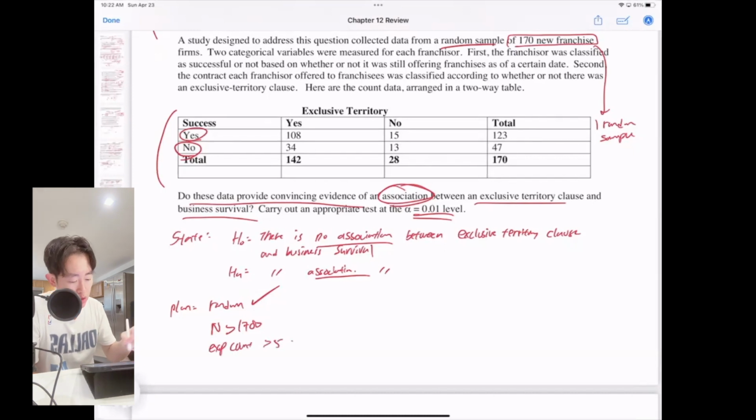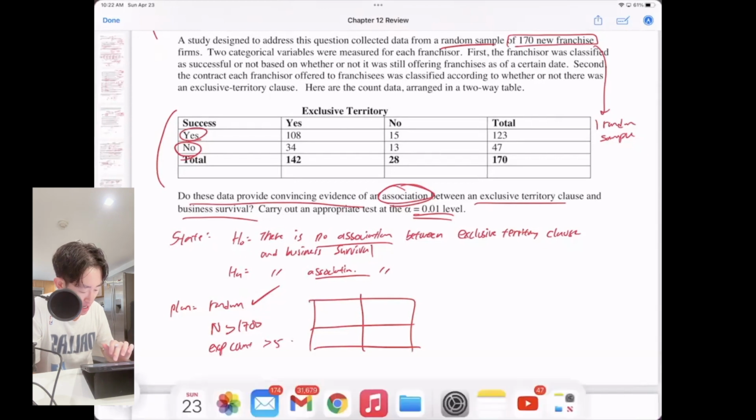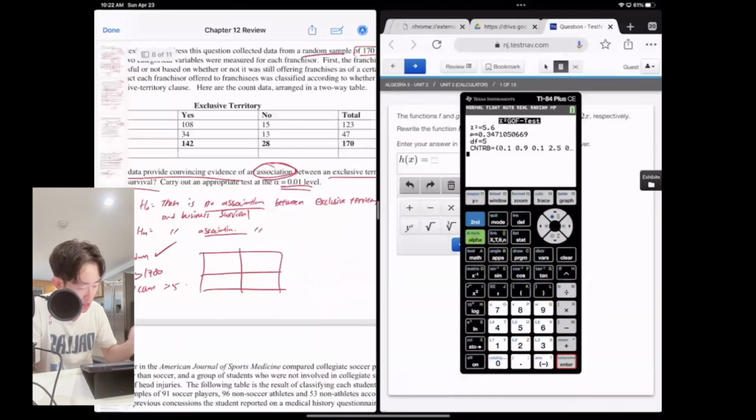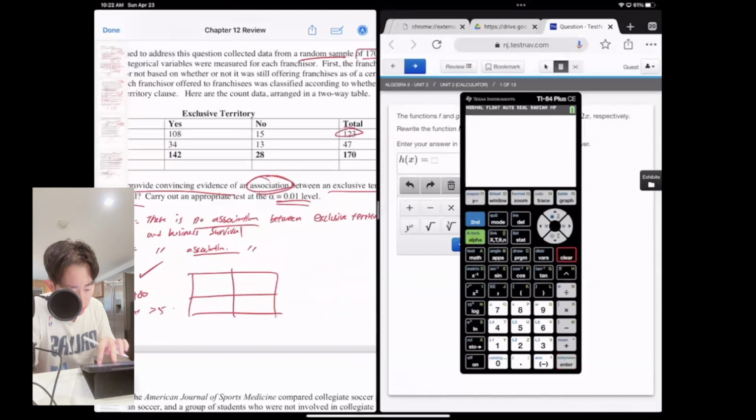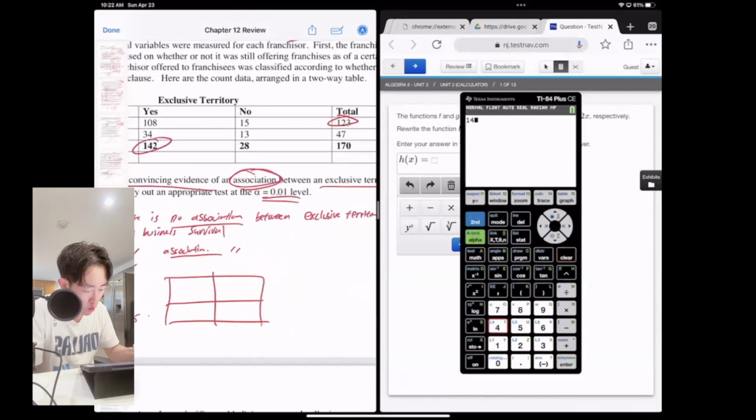To figure that out, you actually have to create another table that clearly states the expected numbers. We have the observed for every single one of them. Now we actually need to calculate these. The total for yeses of the success and the total for yeses of exclusive is 142. So 142 times 123 divided by the total of 170 gives me 102.74. 123 times 28 divided by 170 is 20.259.